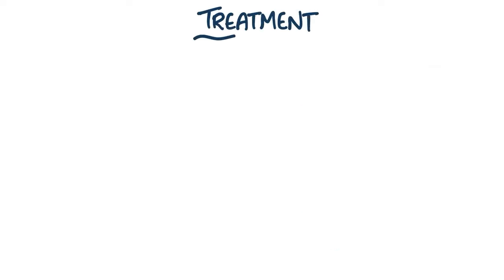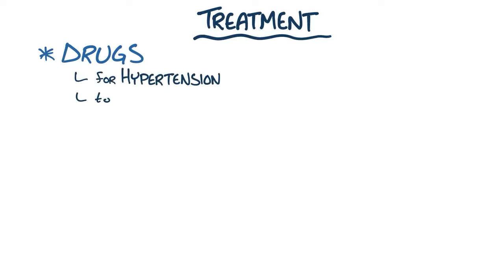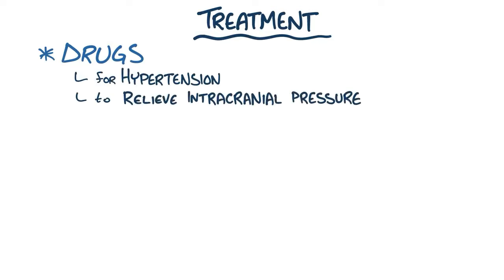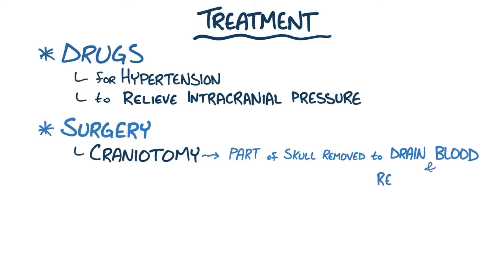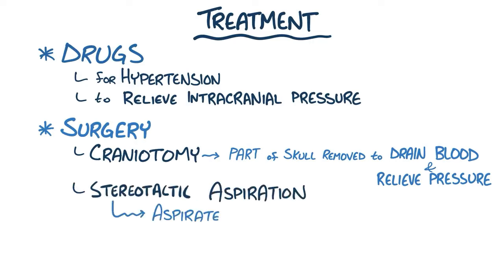Medical treatment of an intracerebral hemorrhage includes using drugs that help control hypertension and relieve intracranial pressure. In terms of surgery, a craniotomy is often helpful at relieving intracranial pressure when there's a bleed near the surface of the skull. In a craniotomy, part of the skull bone is removed to drain any accumulated blood and relieve pressure. Alternatively, if there's a bleed that's located deep in the brain tissue, stereotactic aspiration can be done to aspirate off blood and relieve intracranial pressure.